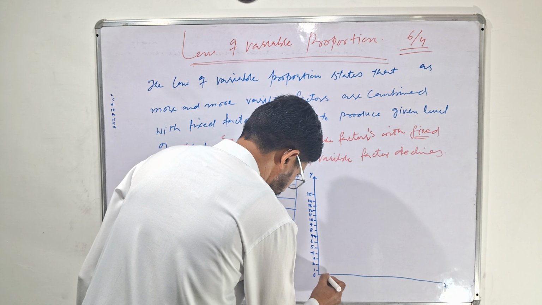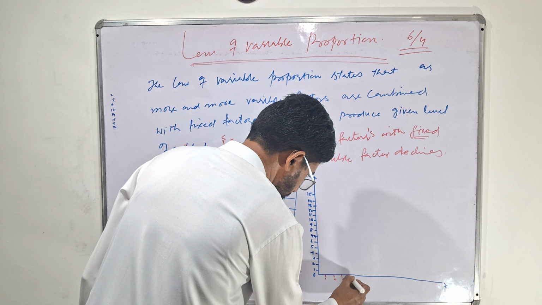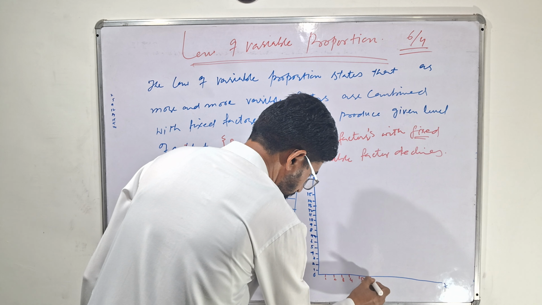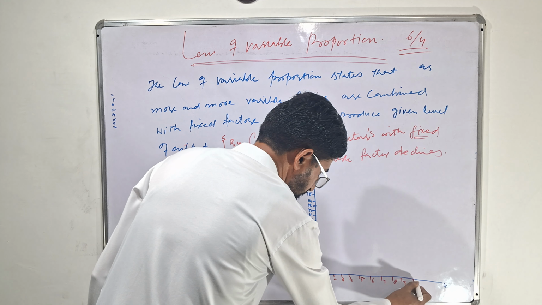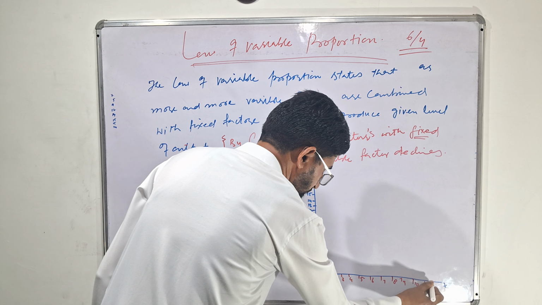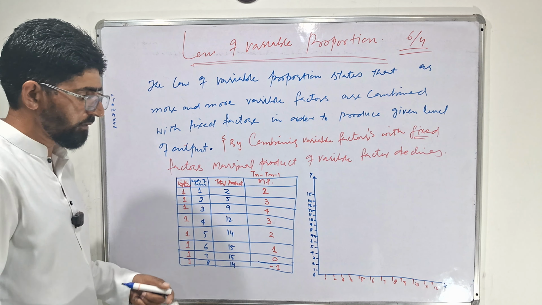Now I write here the variables 1, 2, 3, 4, 5, 6, 7, 8, 9, 10, 11, 12. And we can write up to 8, as we have only 8 laborers. Now I will draw the graph as per the given schedule.